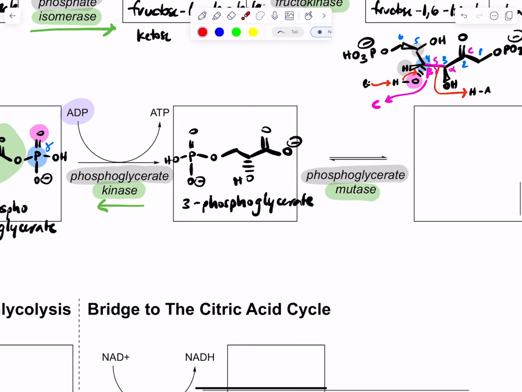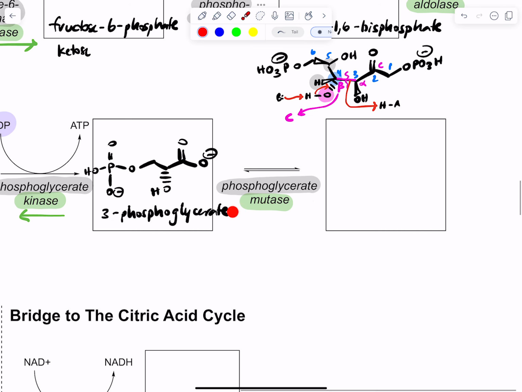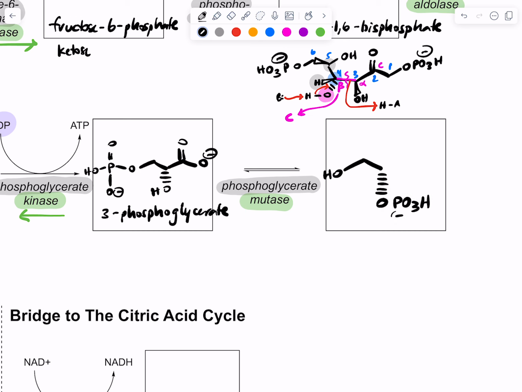Okay, so 3-phosphoglycerate, phosphoglycerate mutase. What does that one do? That one's maybe easier to remember. You pop the phosphoester off the C3 hydroxyl, and you put it onto the C2 hydroxyl. So that's going to become 2-phosphoglycerate. I'm just going to abbreviate the phosphate group like that.